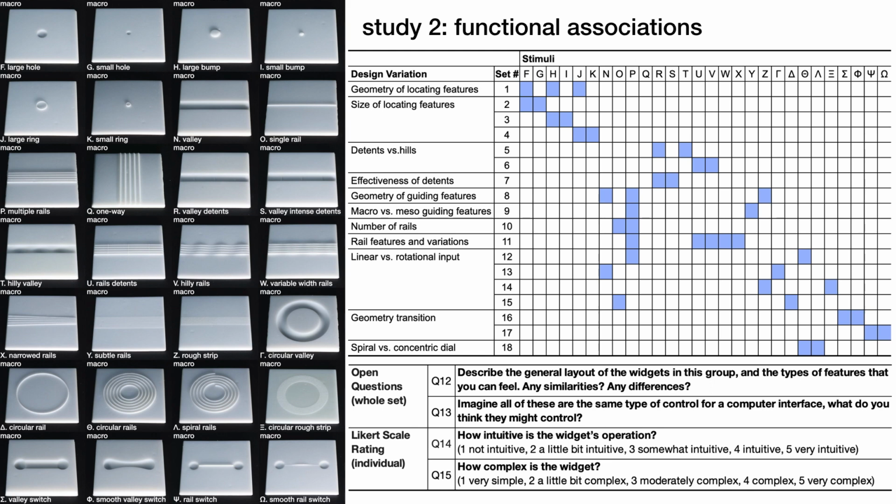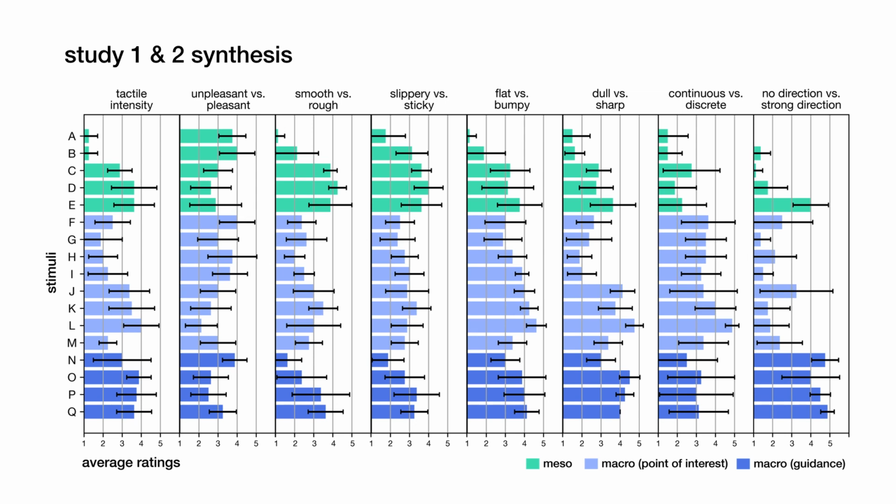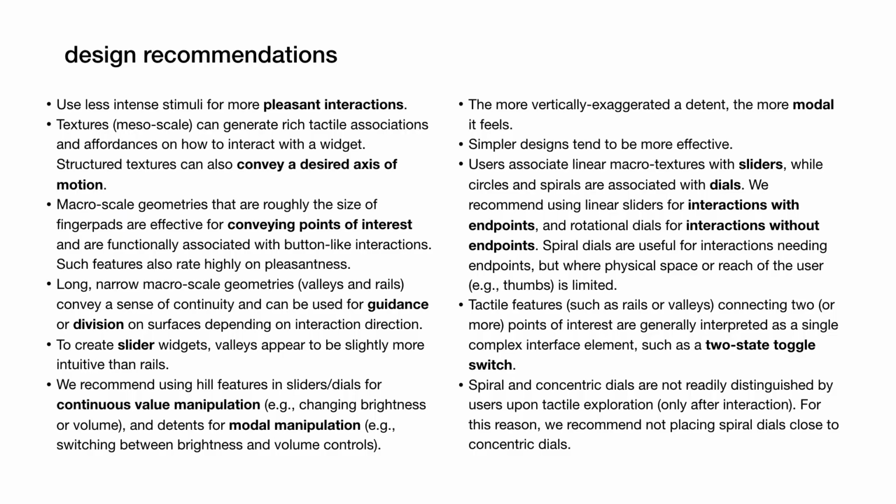intuitiveness. We synthesized the interview result and Likert scale ratings from Study 1 and 2 to form a set of design recommendations. These design recommendations covered how to design effectively for pleasant interactions, conveying axes of motion, point of interest, widget-like sliders, buttons for different control functions, such as for continuous or modal changes. For more details, please see our paper.